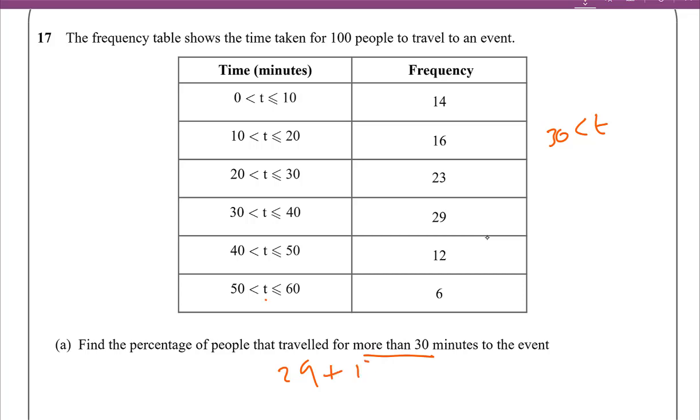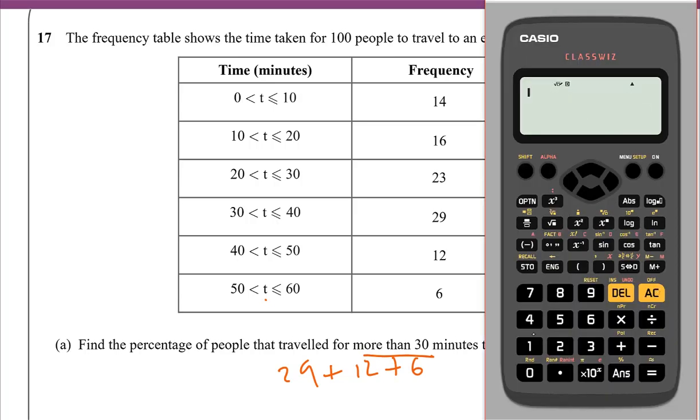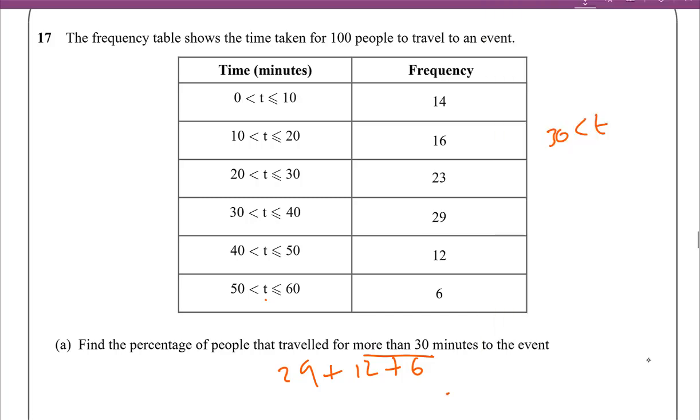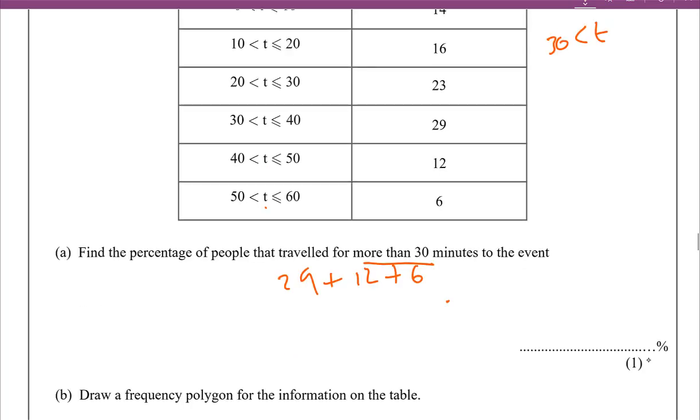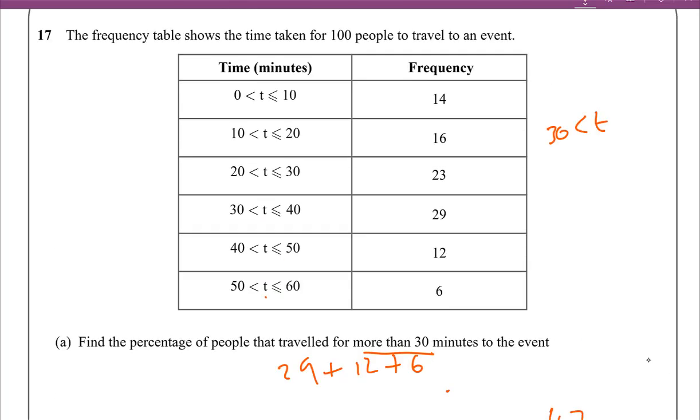together. So we've got 12 people and we've got 6 people. So altogether we have 29 plus 12 plus 6, and that gives us an answer of 47. So 47 people. So the 47%, because this is answered.